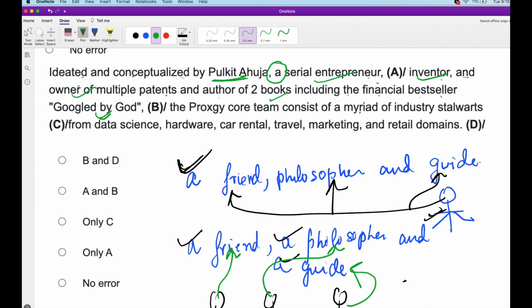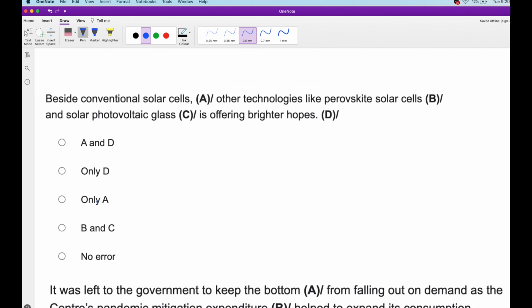The Proxky Code team consists of a myriad of industry stalwarts. Okay, Proxky Code team. Now here we are referring to a particular team, and this is singular, right? Because we are referring to only one team, that is Proxky Code team, this is singular. So we need a singular verb here. So instead of consist, you have to use a singular verb which is consists, right? So the error is in part C. Consists of a myriad of, myriad means a variety, many, of a myriad of industry stalwarts. Now since we are using myriad, which denotes many, a variety, that's why plural has been used, from data science, hardware, car rental, travel, marketing and retail domains. So there is only one error, and that is in part C. So the answer is option C, only C. Okay, now let's move to the next question.